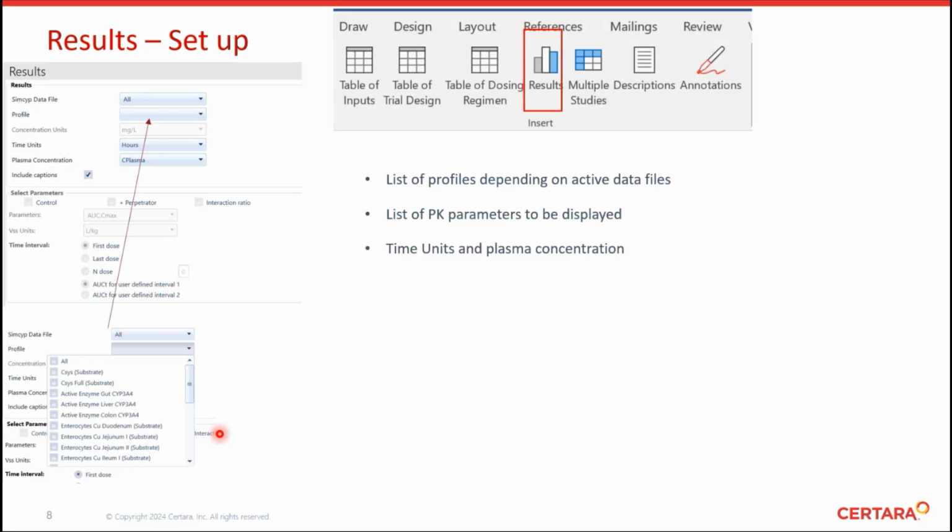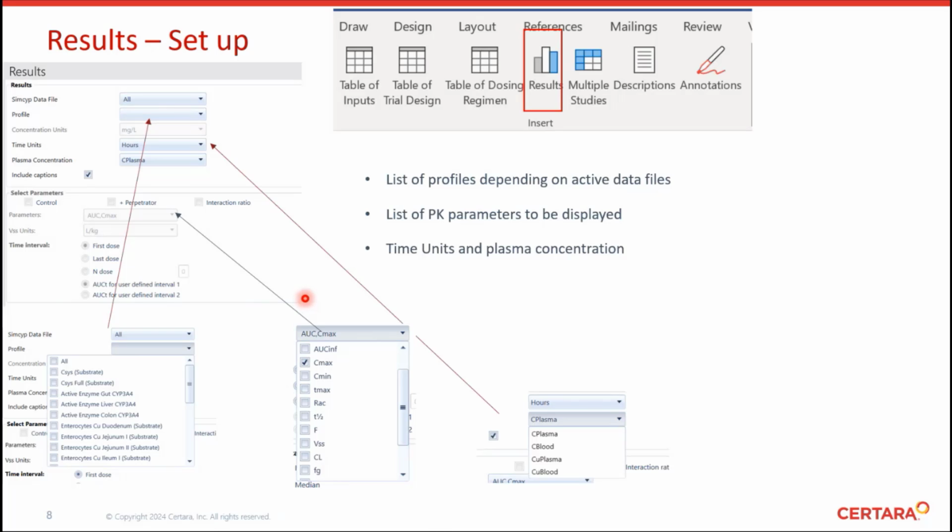So what we have here is multiple drop downs. Once you upload your data file, up here at the top, you can select your profiles, and you get a list of profiles that are active within the data file. You can then choose your PK parameters that you also want to output. Worth noting that you can select multiple of these at one time. And then lastly, you've got your concentration and time units, as well as what you're looking at: plasma concentration. So you can choose unbound, bound, or you can be looking at blood instead of plasma concentrations.